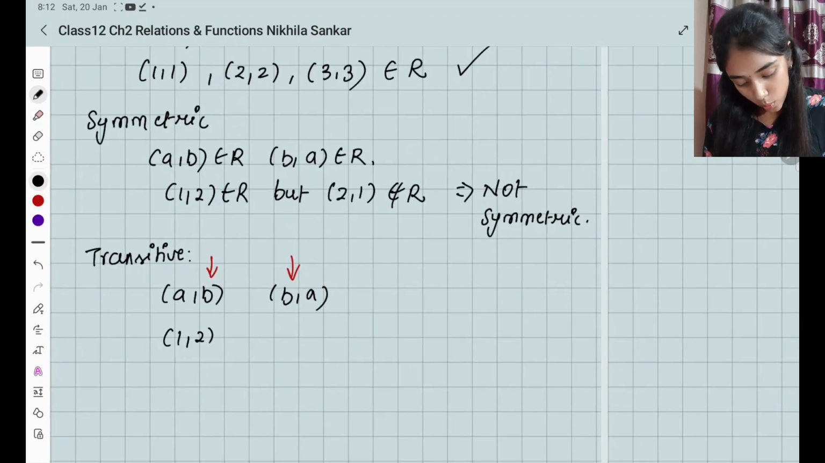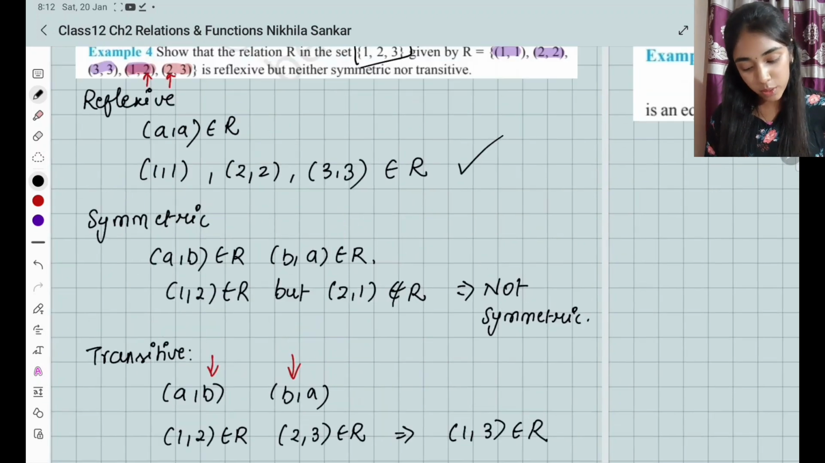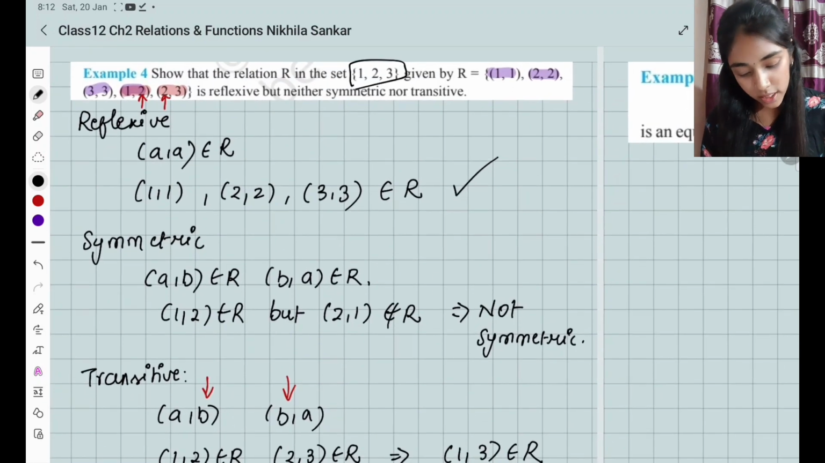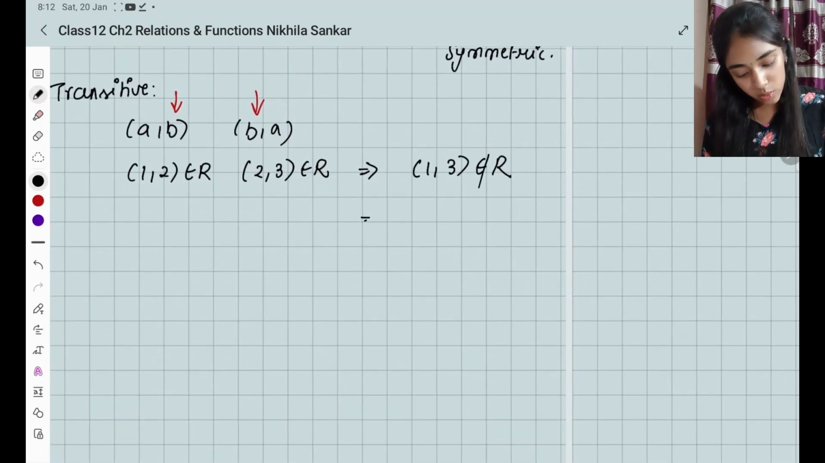So you have 1, 2 belongs to R, 2, 3 belongs to R, which means 1, 3 should also belong to R. But 1, 3 இங்க இருக்கா? There is no 1, 3 in the given relation. So which means 1, 3 does not belong to R. So this is not transitive. இவ்வளவுதான். It is very, very simple.